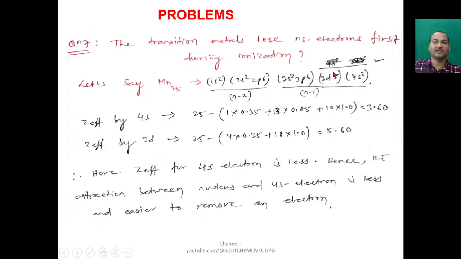And the Z effective for the 3d electrons: the remaining 4 electrons are there. So 25 minus 4 into 0.35 plus 18 into 1.0. So that is 5.60. So the Z effective for the 4s electron is less. Hence the attraction between the nucleus and the 4s electron is less, and it is easier to remove that electron.